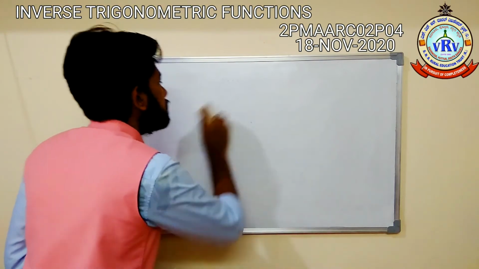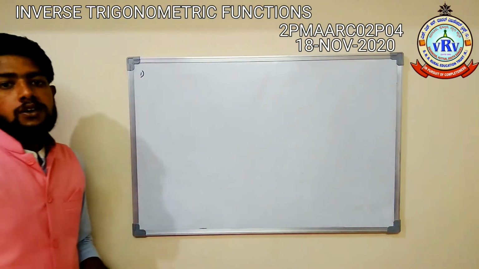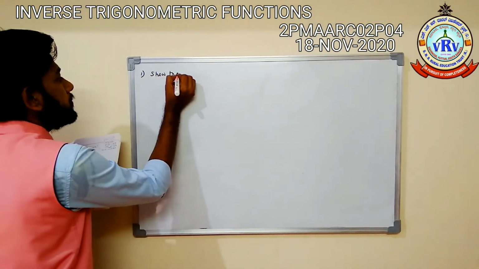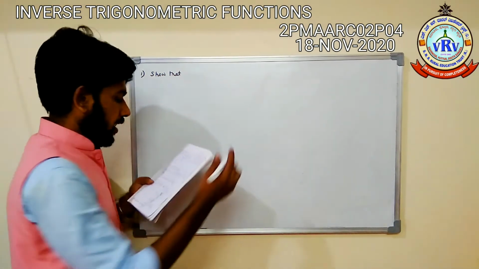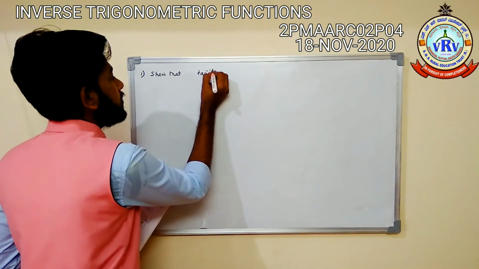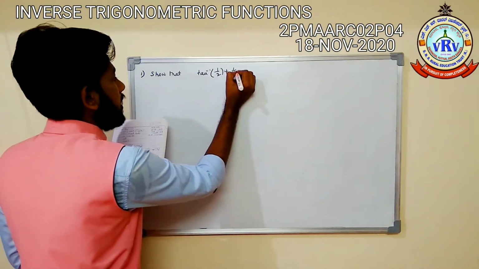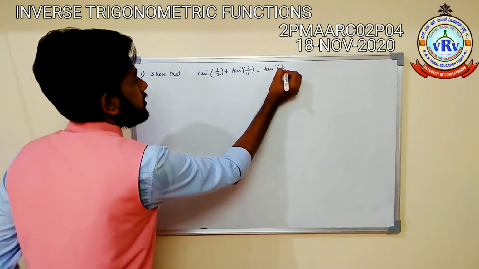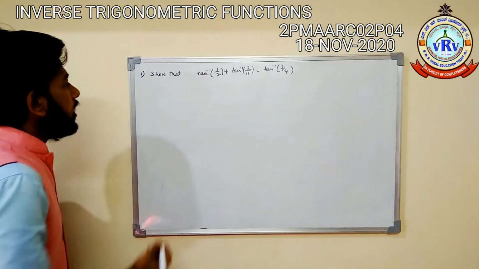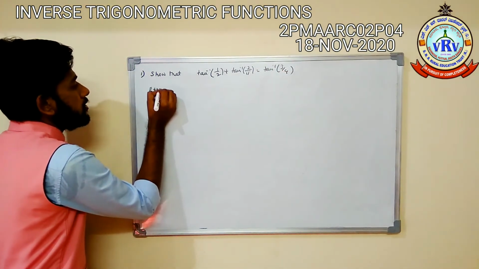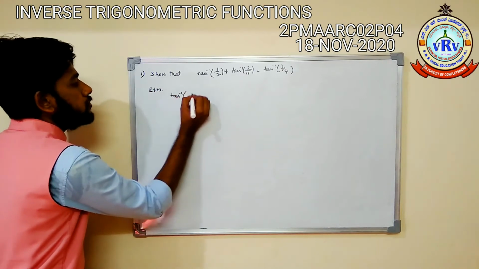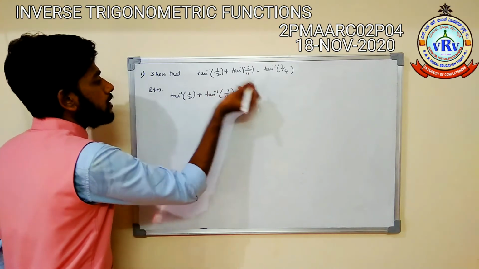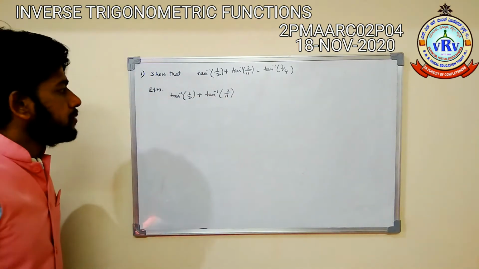In the next problem, the second problem, we are going to use our fifth property. The problem is like this. Show that tan inverse of 1 by 2 plus tan inverse of 2 by 11 is equal to tan inverse of 3 by 4. Take the LHS, that is tan inverse of 1 by 2 plus tan inverse of 2 by 11. We can prove it's equal to tan inverse of 3 by 4.